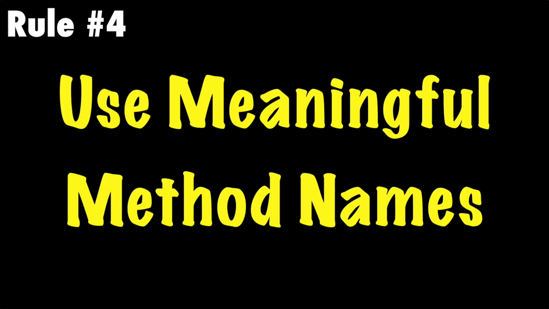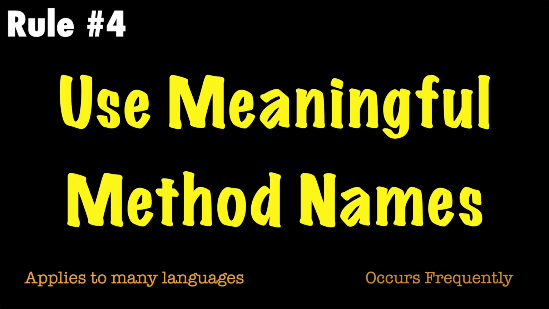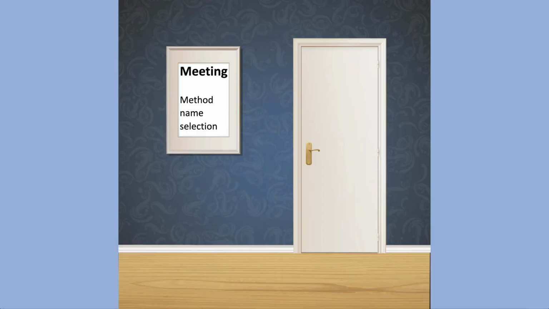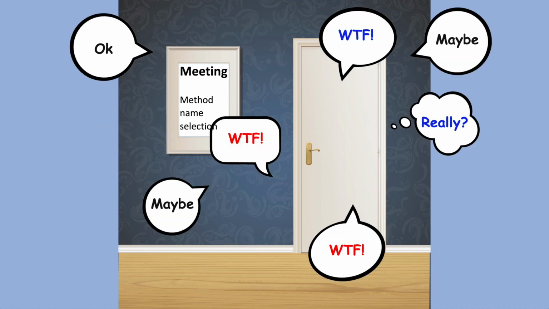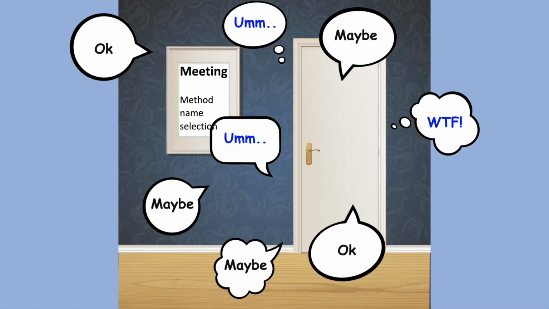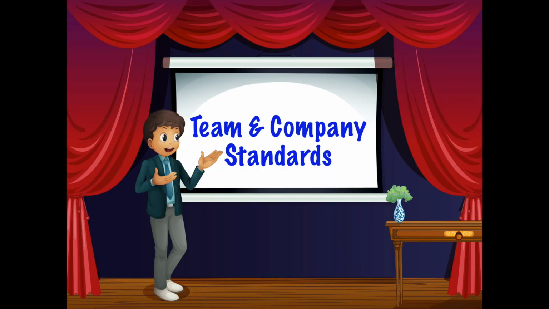In this lesson, we'll review Coach Joe rule number 4, which states, use meaningful method names. When working with other developers, selecting a method name is not always an easy task. There are times when opinions differ. Your company or team should follow agreed-upon standards and naming conventions to assist with the decision process.